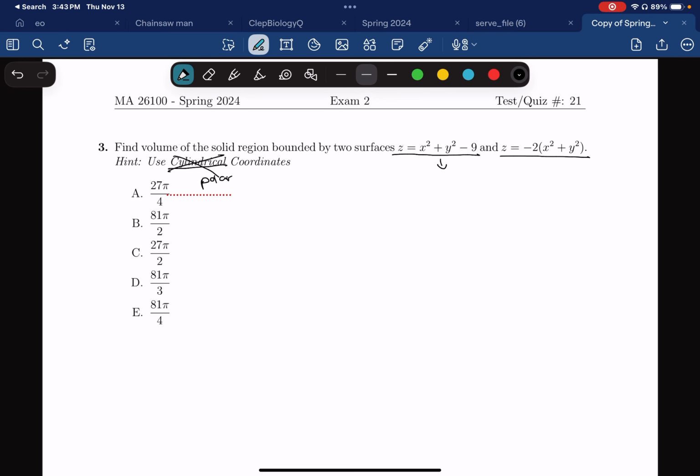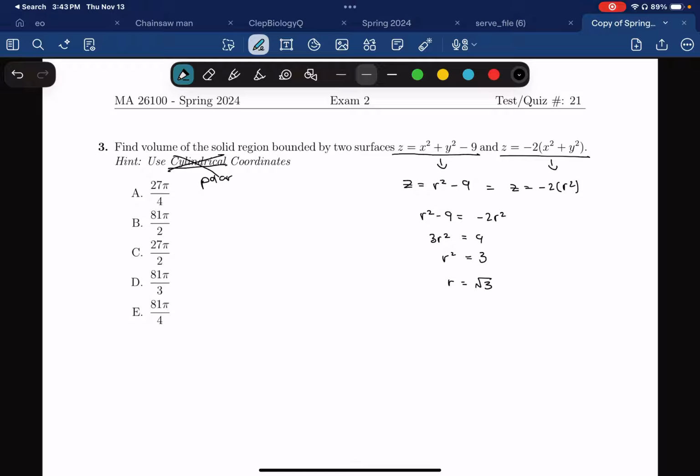This will be z is equal to r squared minus 9. This will become z is equal to -2r squared. So we set these equal to each other. r squared minus 9 is equal to -2r squared, which means that 3r squared is equal to 9. Means that r squared is equal to 9 over 3, which is 3. r is equal to the square root of 3.